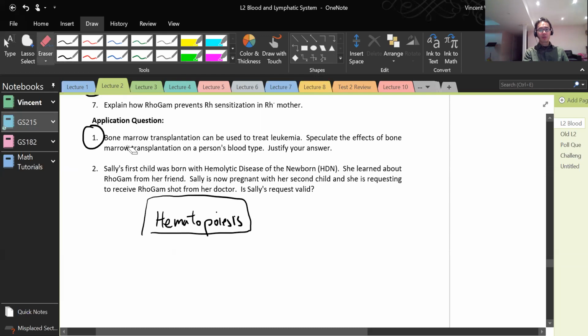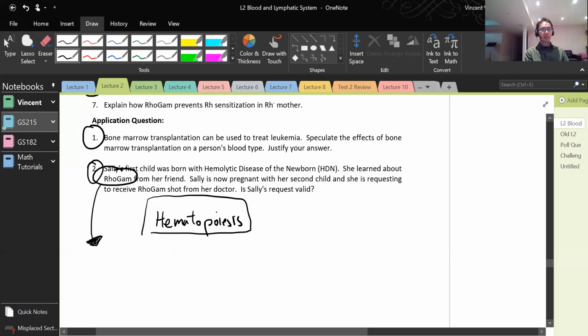Okay, let's do number 2 while we're at it. Sally's first child was born with hemolytic disease of the newborn, which is what I just explained to you earlier. She learned about RhoGAM from her friend. Sally is now pregnant with her second child, and she's requesting to receive a RhoGAM shot from her doctor. Is her request valid?